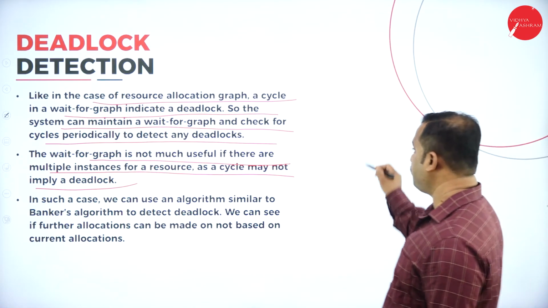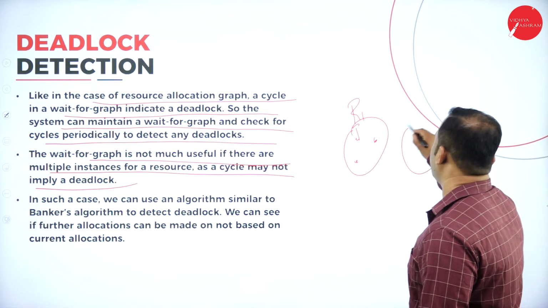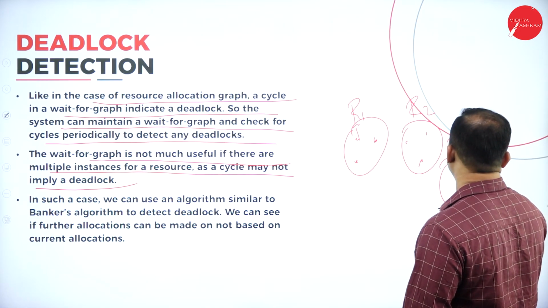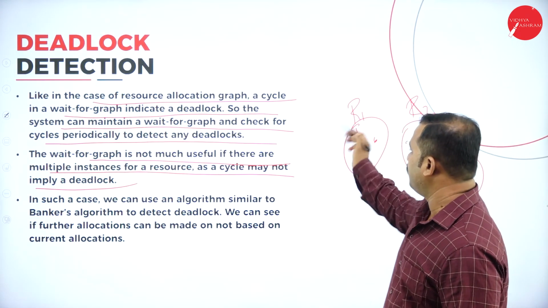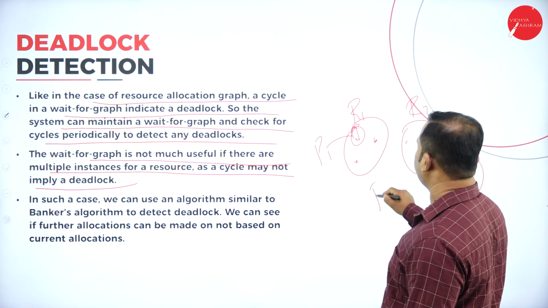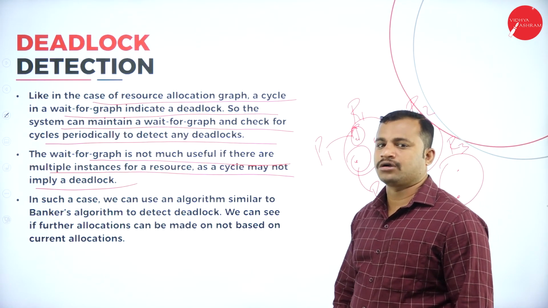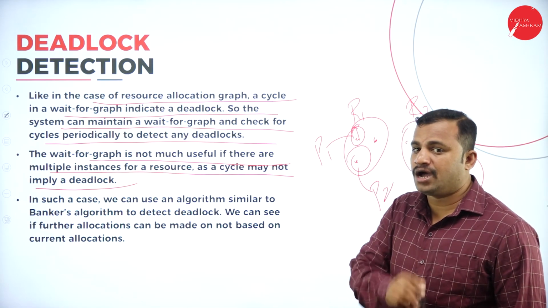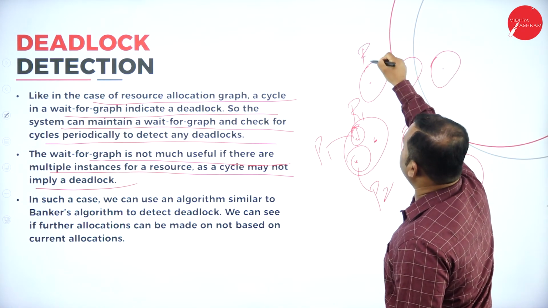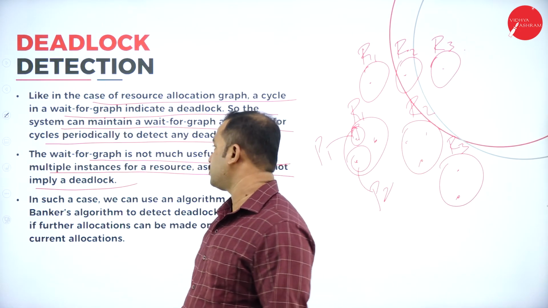That means if there are multiple instances of resources, like R1 has multiple instances, R2 has multiple instances, R3 has multiple instances, then there is no chance of having a deadlock, because when P1 requests for resource R1, one of the instances of R1 is given to it. When P2 requests for R1, another instance of R1 is given to it. So there is no chance of deadlock. But the chance of deadlock will occur only when single instances of resources are available, that is R1, R2 and R3. Then there is a possibility of deadlock.